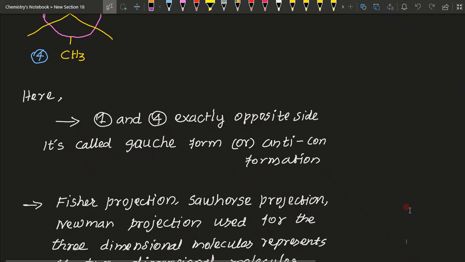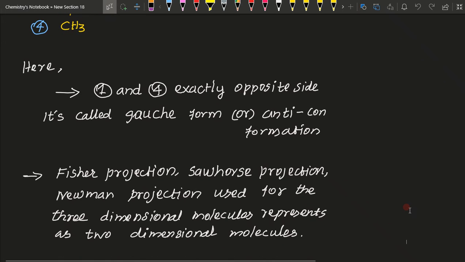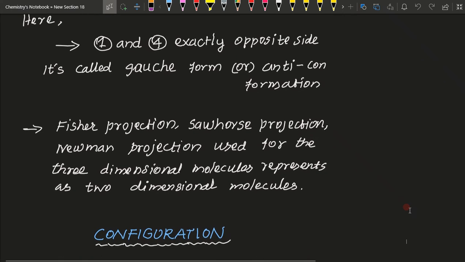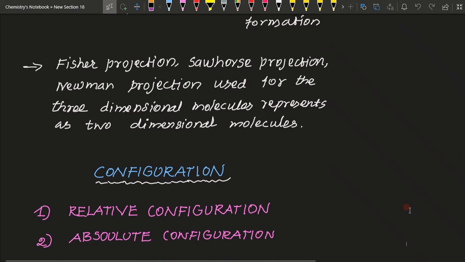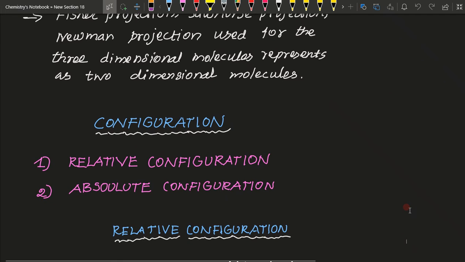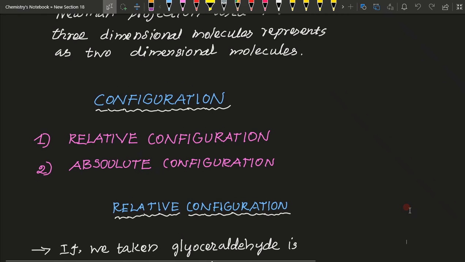After Fischer projection and sawhorse projection, the Newman projection is used to represent a three-dimensional molecule as a two-dimensional molecule. Now, what is configuration? First, relative configuration. Second, absolute configuration. First we will discuss relative configuration.